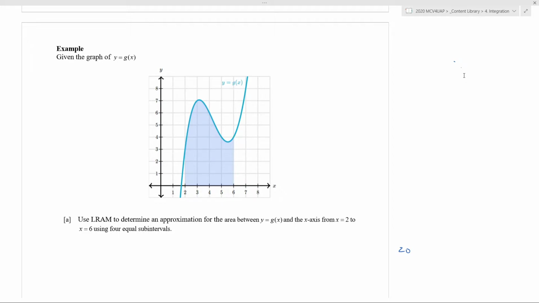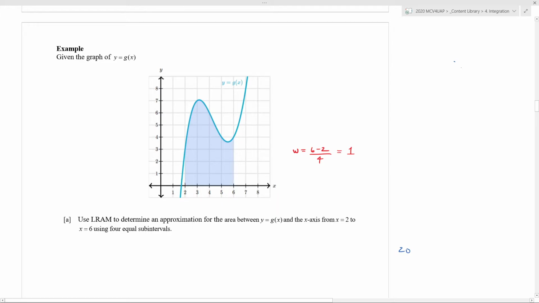first of all, using LRAM, using 4 equal subintervals. So, what does that mean? That means we're going to split up the distance between 2 and 6. So the width of each rectangle is 6 minus 2 divided by 4, because we're using 4 rectangles. So the width is just going to be 1.